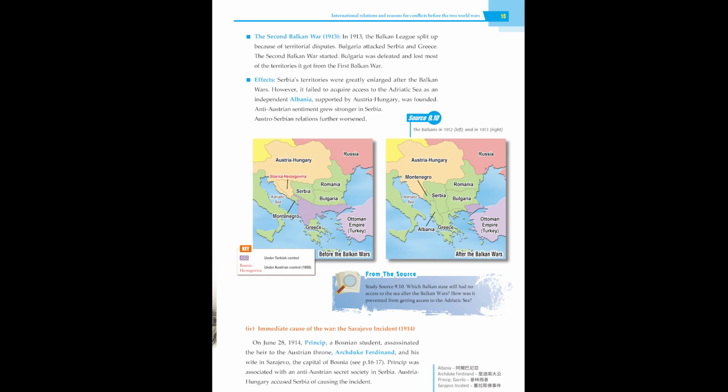Effects. Serbia's territories were greatly enlarged after the Balkan Wars. However, it failed to acquire access to the Adriatic Sea as an independent Albania, supported by Austria-Hungary, was founded. Anti-Austrian sentiment grew stronger in Serbia. Austro-Serbian relations further worsened. Look at the source 9.10, the Balkans in 1912 on the left and in 1913 on the right.